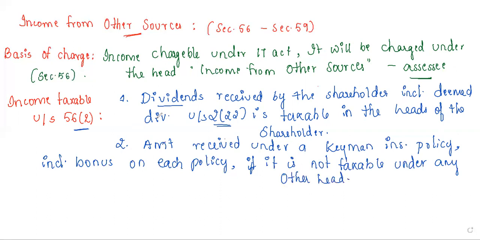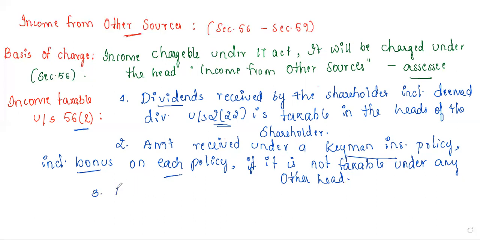So here they are telling about the insurance policy. Here the amount received under the key man insurance policy. Key man insurance policy is a type of insurance policy. Under this, they will be receiving some amount and that amount will include some bonus. That means insurance policy amount plus the bonus that they will be getting on each policy. Suppose this policy is not taxable under any other head, then it will be taxable under this head, that is income from other sources. Any doubts? Understood?